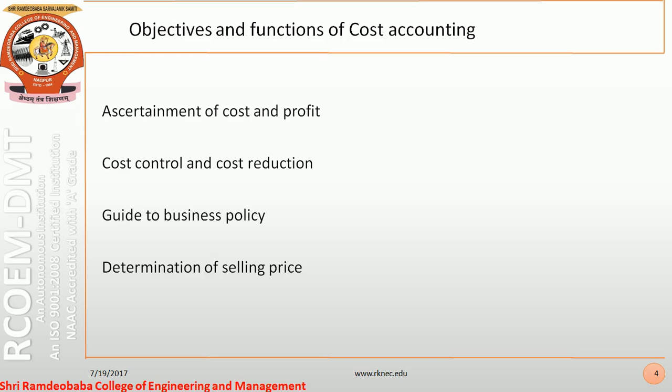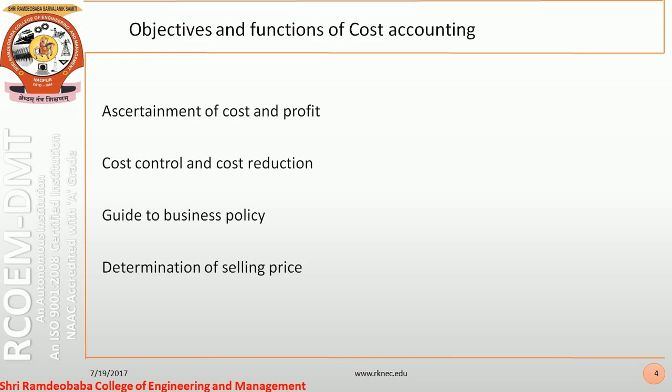The foremost function is ascertainment of cost and profit. You need to find out what is the cost of making a product, and ultimately you find out what is the profit achieved by producing that product, by ultimately selling that product. Another objective is cost control and cost reduction. The reason why you're recording all the transactions and maintaining a cost record is because you want to know at what stage of the process how much cost has been incurred and how you can control that and ultimately reduce the cost. And why do you want to reduce the cost? You want to reduce the cost because you want to increase the profit margin.